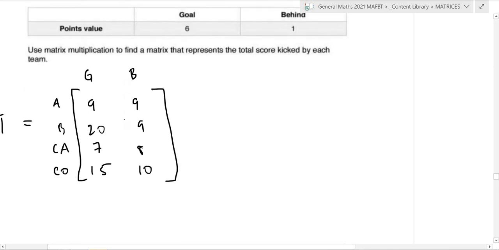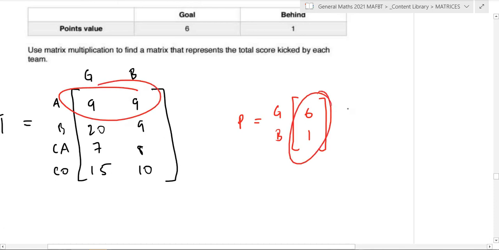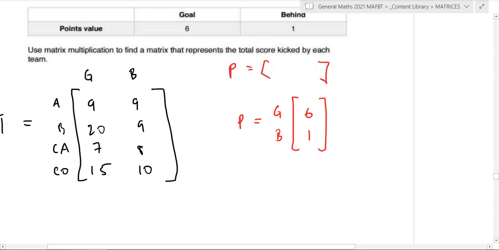And then for the second matrix, we'll just call it matrix P for points. Okay, so P for points, we're going to make it into a column matrix, yeah? So that we can actually multiply it. So 6, 1, these are for goals, these are your behinds. So remember, the idea is you want to go row by column. And the reason why we made this into a column matrix is that you can't go, say for example P was this, 6 and 1, you can't multiply this with this, okay, because there's not enough numbers.